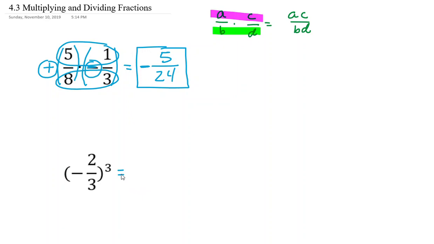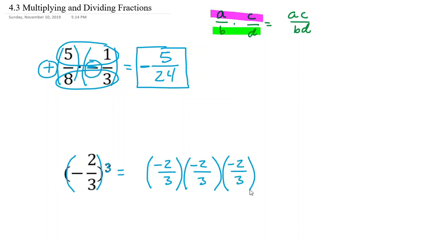Let's do an example where we have an exponent. So we have a fraction, negative 2/3, raised to a power, the third power. What does that mean? Well, we have to remember that powers mean just taking the number, negative 2/3, and multiplying it by itself that many times. And it was a third power, so we're going to do 3 negative 2/3. And we're going to multiply all of them together.